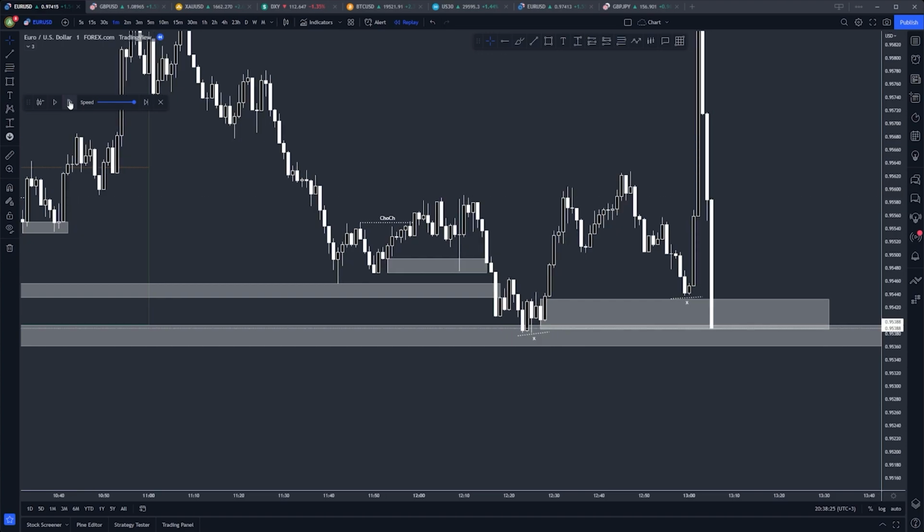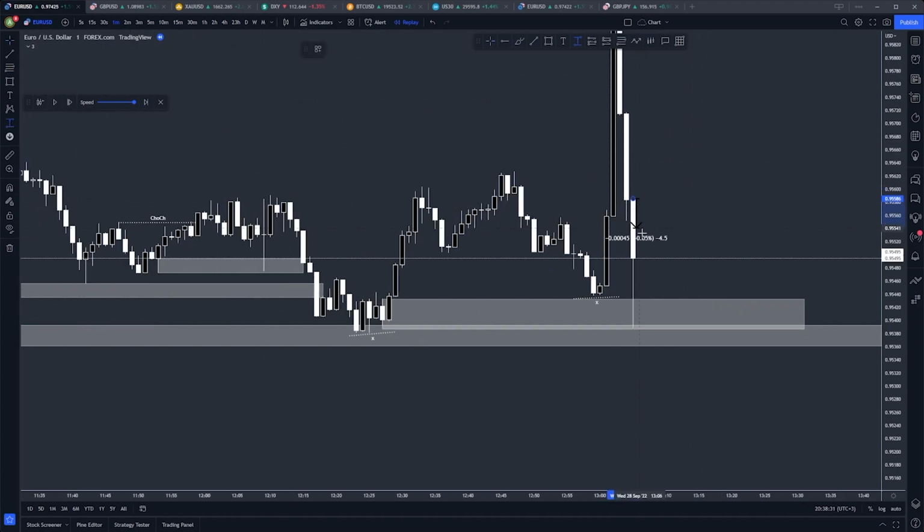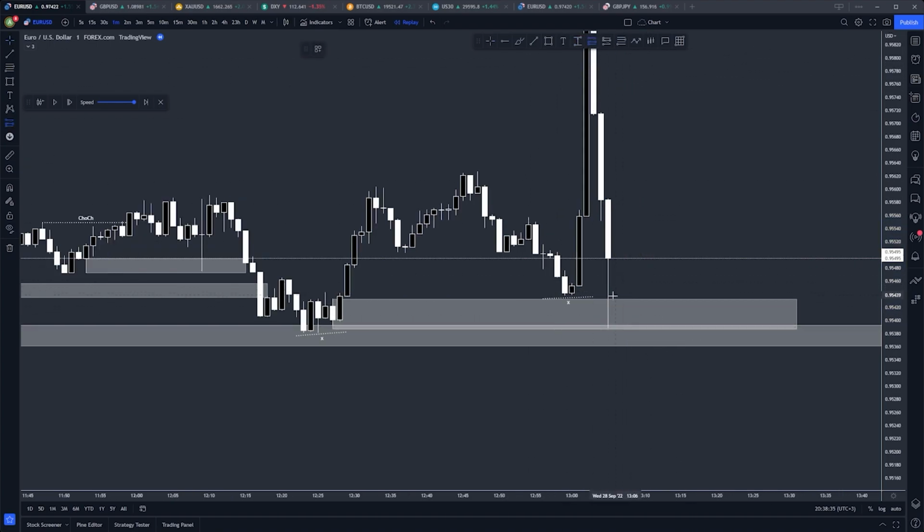So let's see what price does. You can see how aggressive it comes down. So when you see that happen, a 1 minute candle coming right into the extreme POI, a 20 pip candle in 1 minute, you need to execute a buy.